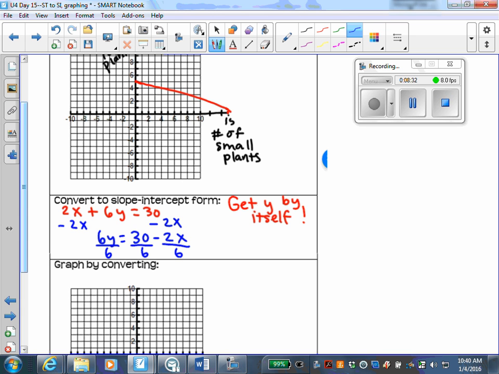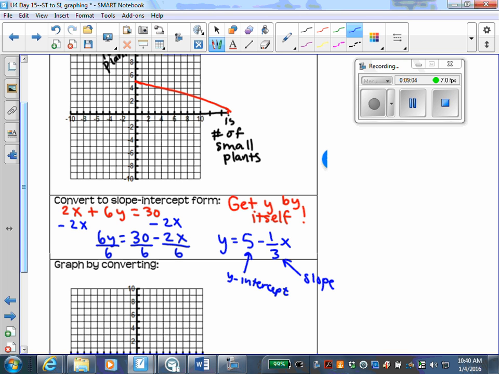And then last step is divide everything by 6. So 6y divided by 6 is just 1y, so I just write y equals 30 divided by 6 is 5. And then I can reduce 2 over 6 to 1 over 3, and then I can just put the x after it. I don't have to have the x on top of the fraction bar, although you can. But now I can tell this is my y-intercept at 5, which matches what we got earlier when we found the y-intercept. And then the negative 1/3 is my slope.